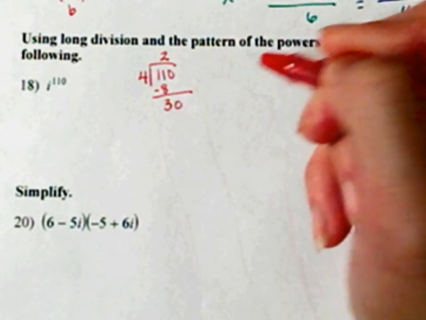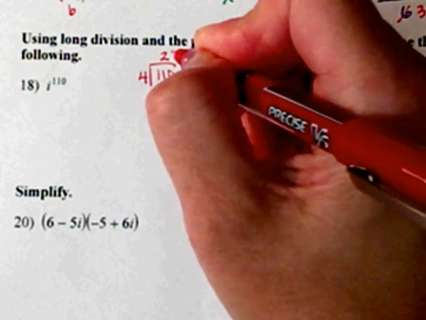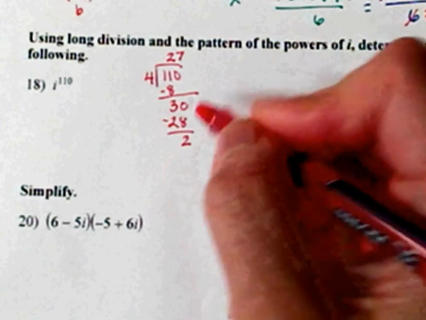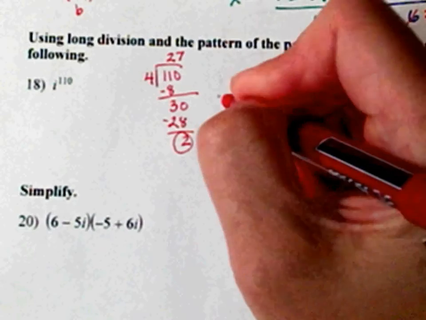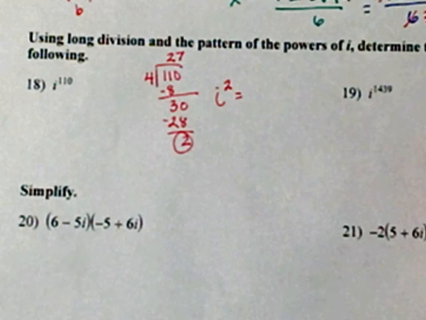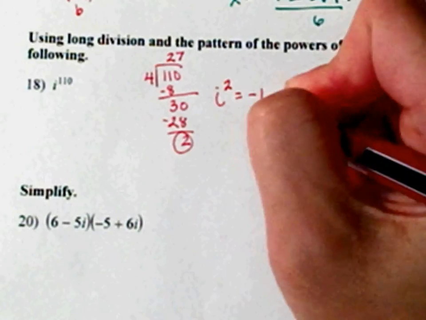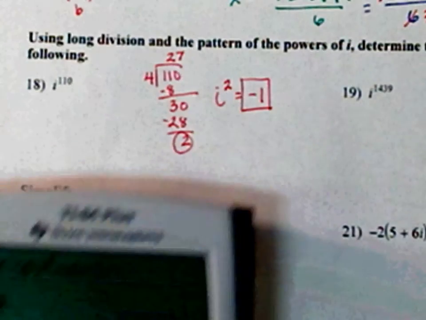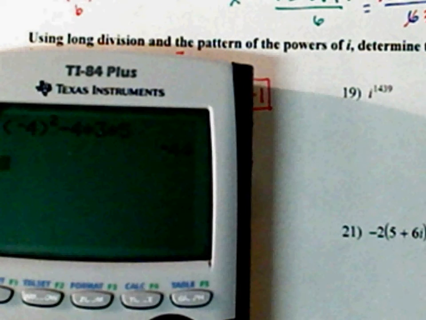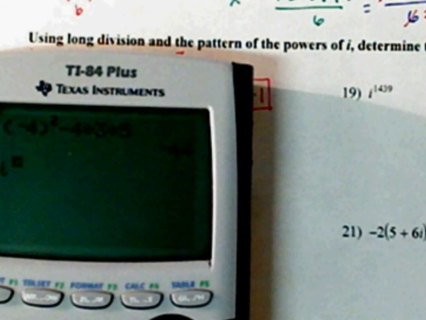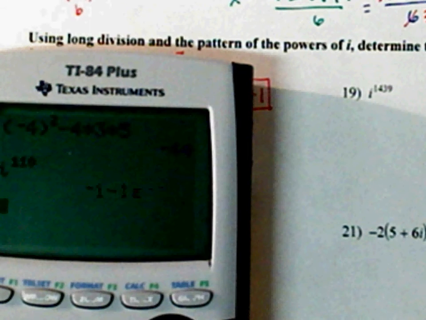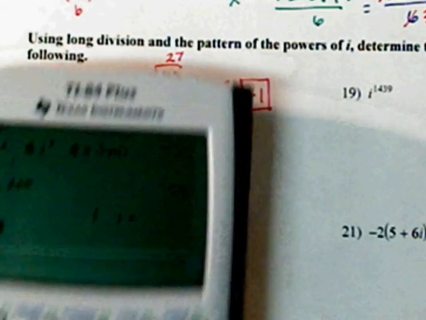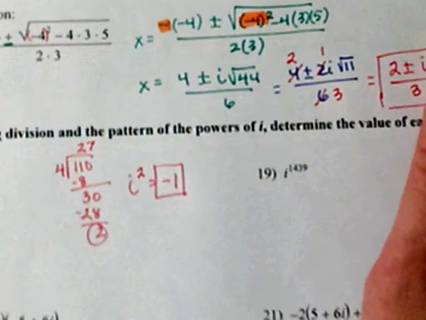That gives you 30. 4 goes into 30 7 times. 7 times 4 is 28. And what do you have left? You have a 2 left, which is i squared. i squared is the same thing as negative 1. And there's your solution. Okay. Now, I would do it like this. I would take i raised to the power of 110, ignore that, isolate it, and you have negative 1. Same thing.